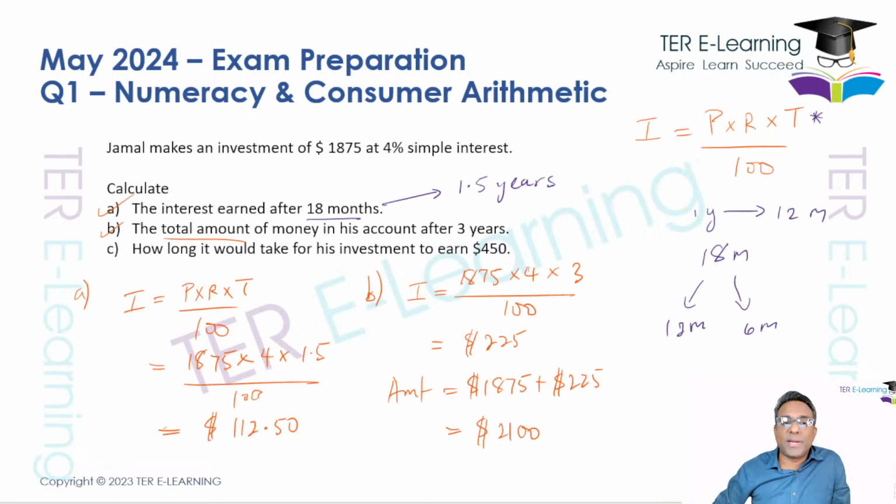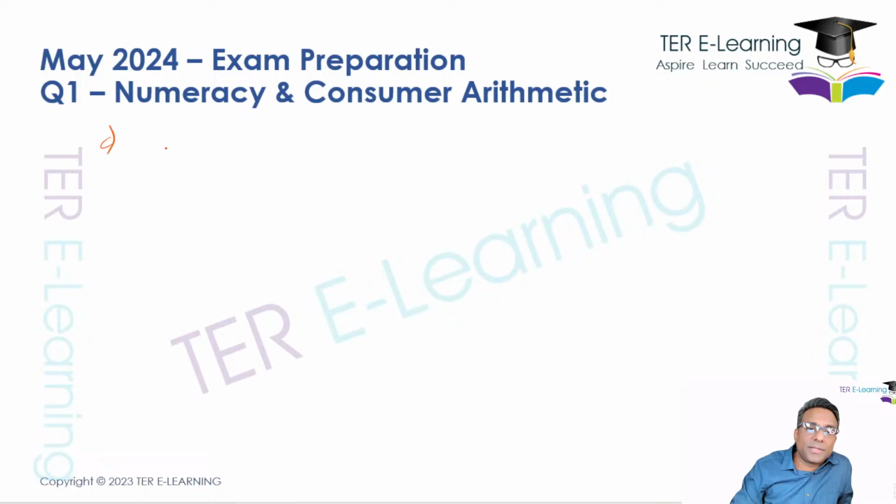All right, let's see what else we have here. How long will it take for his investment to earn $450? Now, in a question like this, they're asking you how long it will take to earn this amount of money. So this $450 here is actually your simple interest. And when they ask us how long, they're asking us to work out time in this case. So this is part C, and you want to work out your time.